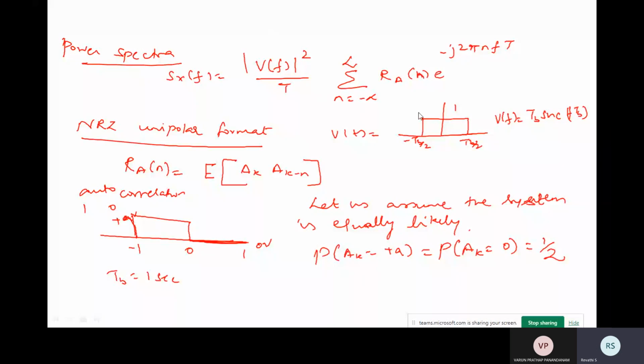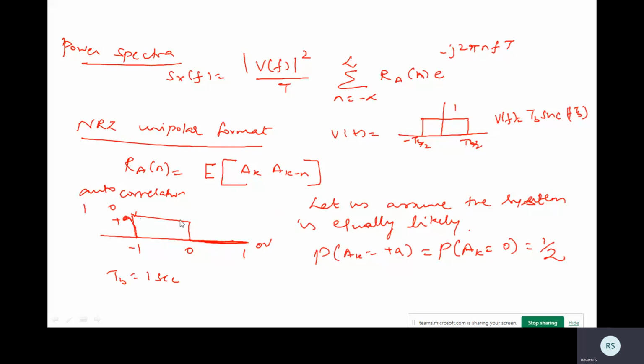Next is RA of n, which is an autocorrelation function. RA of n will change for different line coding formats. RA of n is the expectation of ak times ak minus n. ak is the discrete value at the kth interval. So we are concentrating on the complete sequence x of t at two different intervals.